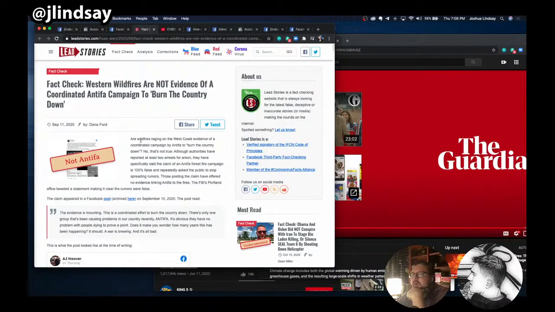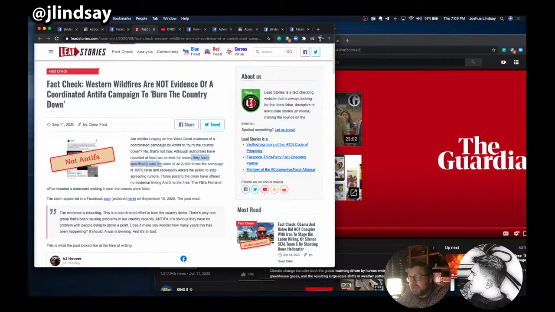Fact check says, are wildfires raging in the West Coast evidence of a coordinated campaign by Antifa to burn the country down? No, that's not true. Unequivocally. Somehow they already did the investigation. They've already done the forensics. They know beyond, without a shadow of a doubt, no, that's not true. Although authorities have reported at least 2 arrests for arson. Oh, now they're backtracking. There's 2 arrests for arson.